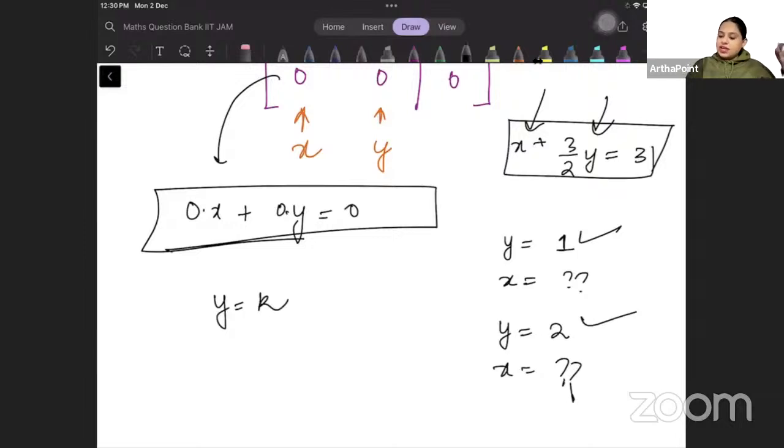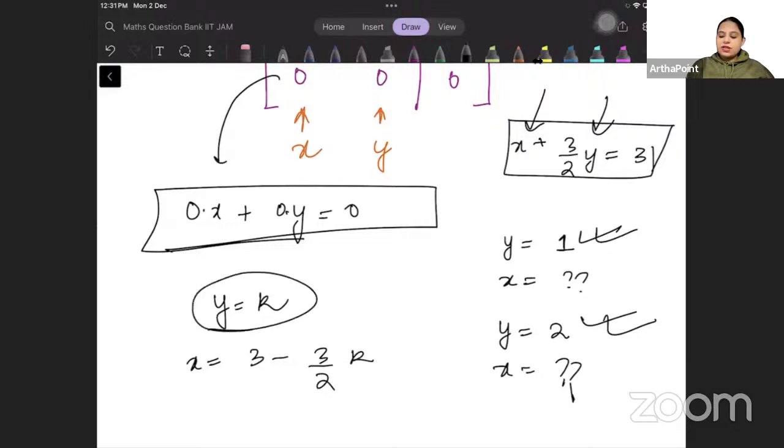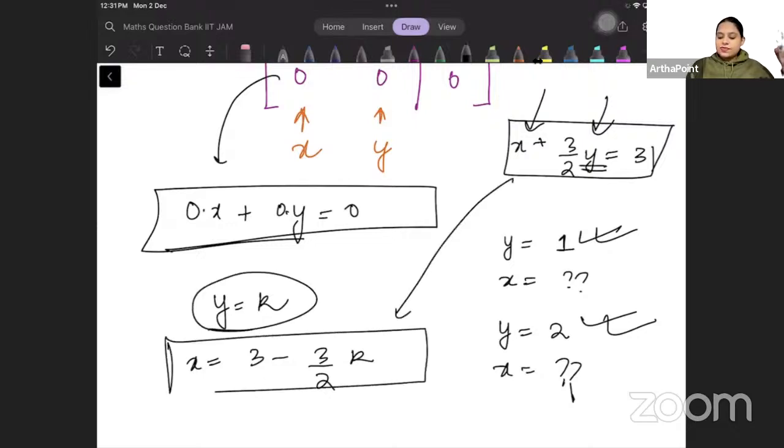Whatever this k will be, k can be 1, k can be 2, k can be 3, k can be 10, 20, 40. Accordingly, x will take values. So you can say that x will be 3 minus 3 by 2k. Y has been given the value of k, and I just put k here and find x. As this k changes, the value of x will change. So there will be infinite solutions that you will be seeing here.